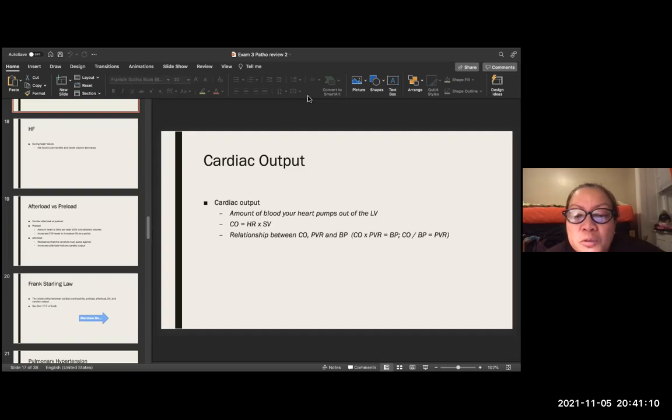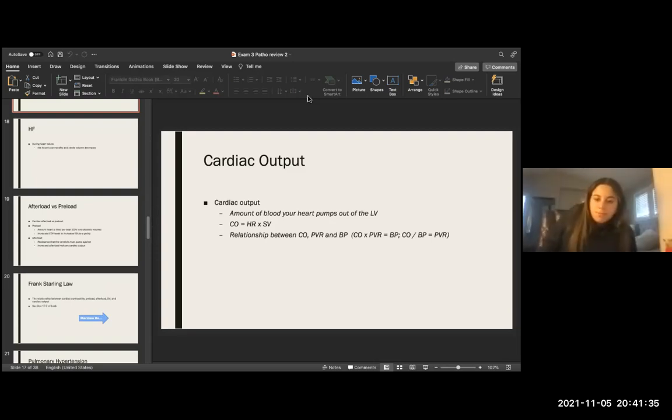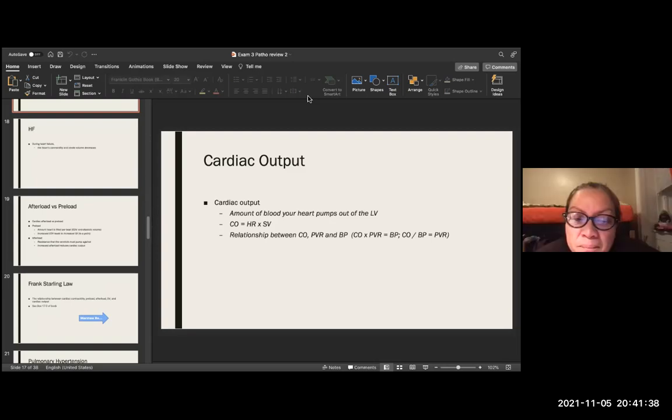So you have to memorize this, Monse. CO times PVR is equal to BP, and cardiac output over BP is equal to PVR. Remember this. So you memorize first that PVR is equal to cardiac output over blood pressure. Take note that blood pressure is inversely proportional to peripheral vascular resistance. You have to know the relationship between cardiac output, peripheral vascular resistance, and blood pressure. They are very important. They are the key roles in the circulation.